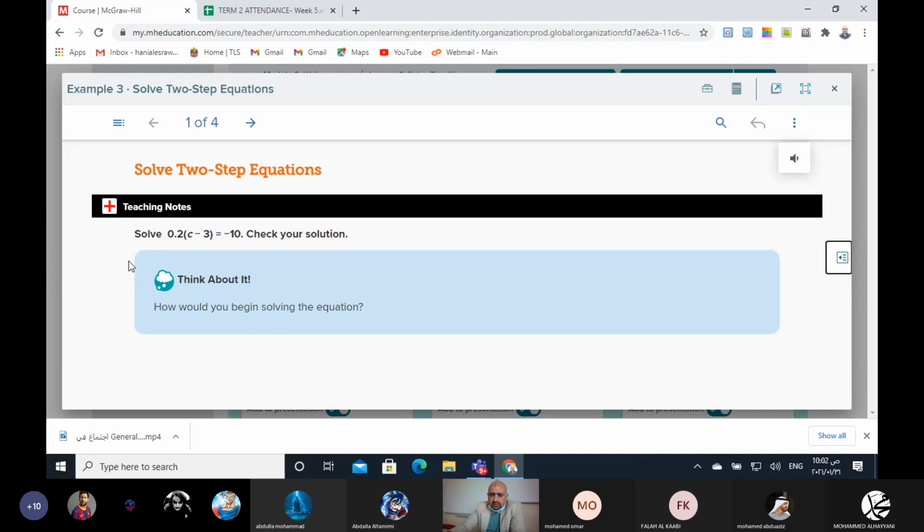Now we have this problem, solve 0.2 multiplied between parentheses, c minus 3 equal minus 10. Then check your solution. Start, please.